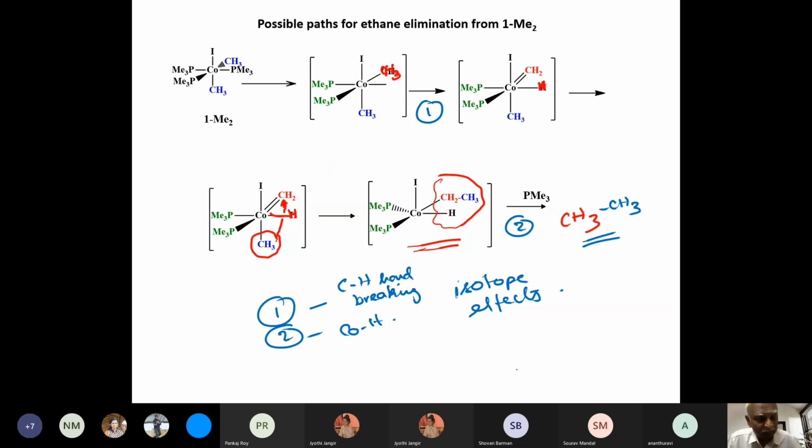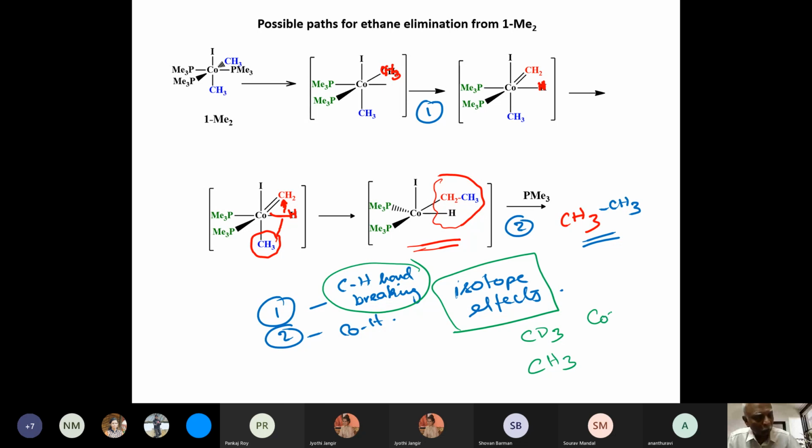Because you have a CH bond breaking, you can distinguish this using isotope effects. You can use isotope effects to figure out whether such kind of bond breaking is happening or not. So if you do the reaction with CD3 and if you do the reaction with CH3, then a CD bond breaking and formation of COD would require a very large isotope effect. The difference between breaking CH versus CD is fairly large.